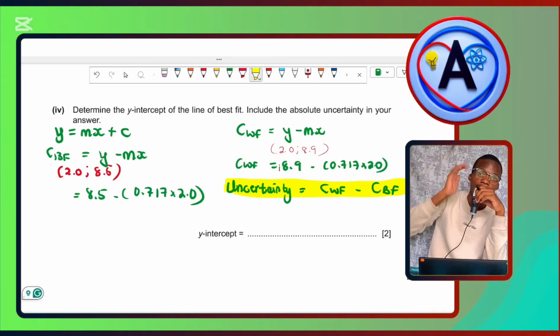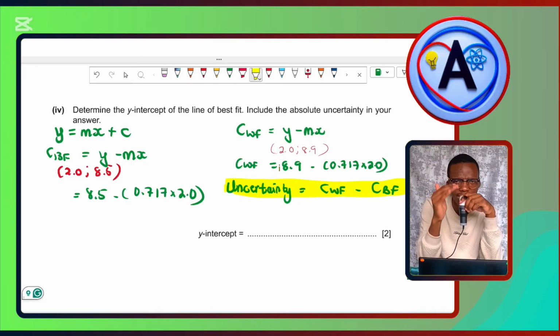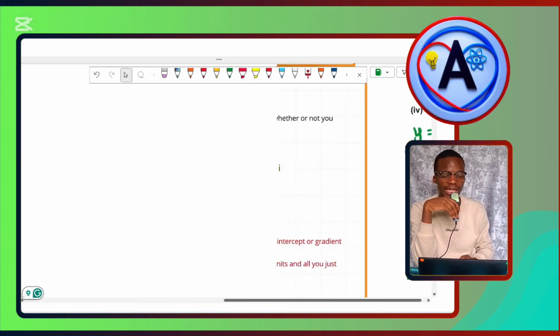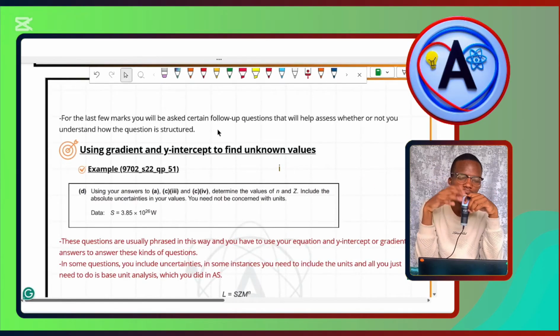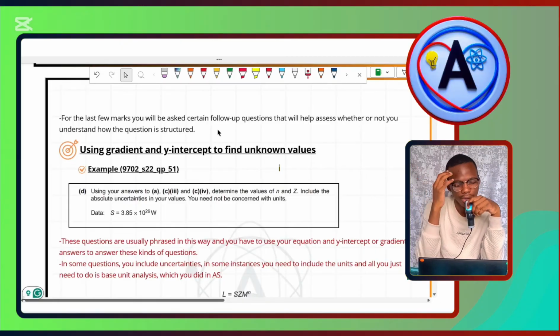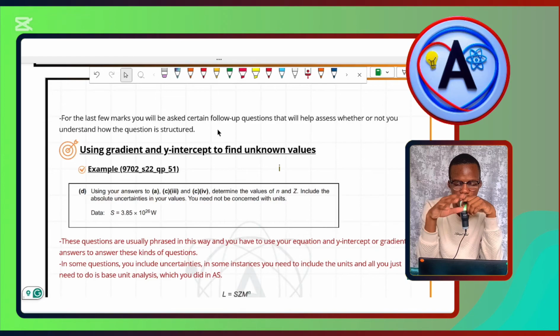So the first question that always comes in every paper, calculate the gradient and its uncertainty. This one comes very often. A lot of past papers have it, so you need to know how to tackle this. But other than that, we can therefore be asked multiple things. For example, the first one could be use this and this to find this. These questions appear a lot.